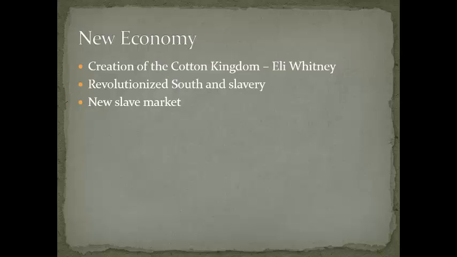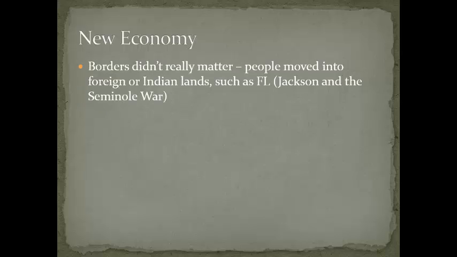So we see a transfer in slaves from these older, more established areas into these newer cotton kingdom plantations. Okay, and eventually, cotton is going to become the #1 export of the United States. It will become the #1 product of the United States. So it is a huge, huge deal with the creation of the economic, with the cotton kingdom.